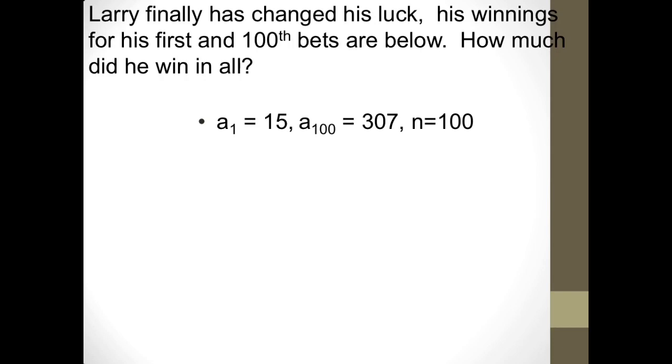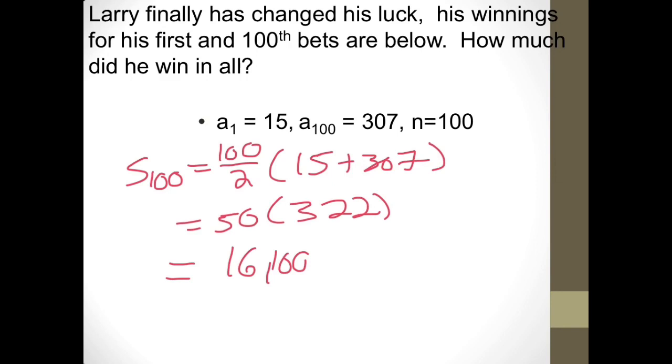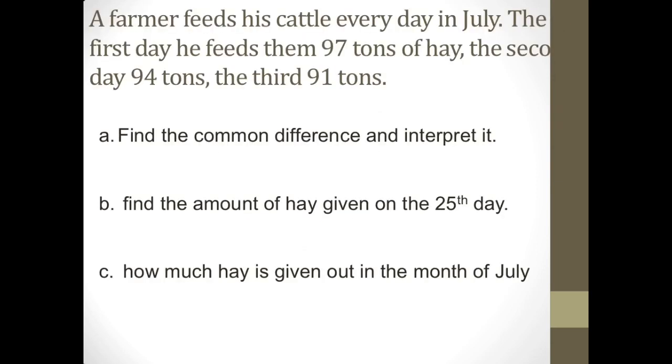Alright, so we're finding the sum for the first 100 terms, which means we have 100 divided by 2 times 15 plus 307. If I simplify that, that gives me 50 times 322. And when I multiply those two values together, I get 16,100. And we know that he's winning money, so it would be appropriate to put the $ sign here. Good job, Lucky Larry.